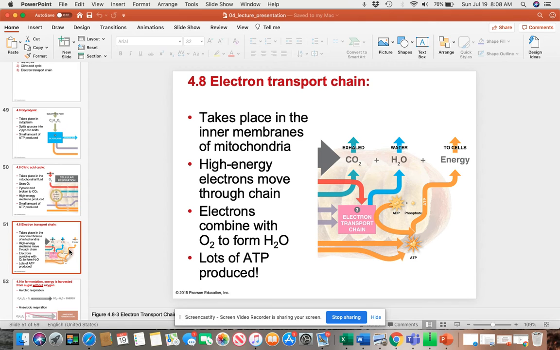Lastly, your third stage, we use your NADH and FADH2 electron carriers, and then from here, ATPs are produced, probably about 32 to 34 ATPs. So you get more ATPs produced in this stage rather than the citric acid cycle or glycolysis.